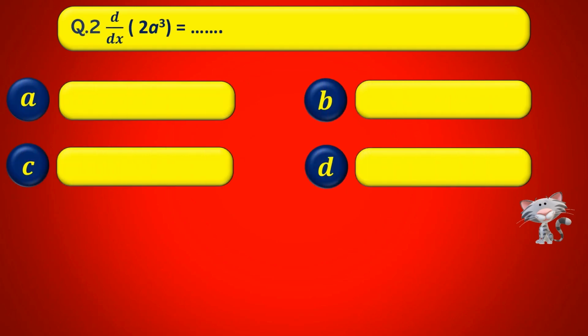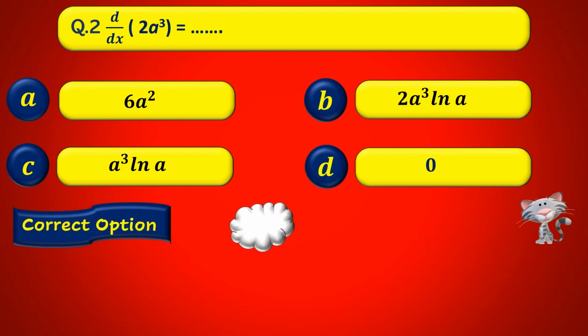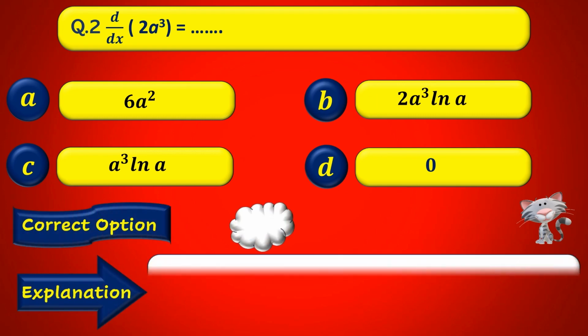Question number 2: d by dx of 2a cube is equal to, and the options are option A 6a square, option B 2a cube log of a, option C a cube log of a, option D 0. And what's the correct option? But before that, let's explain it.